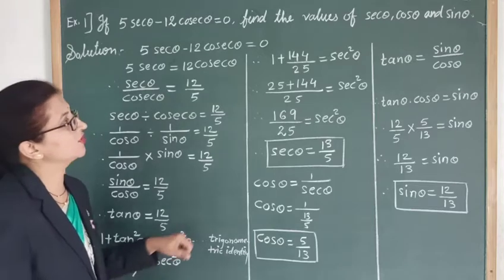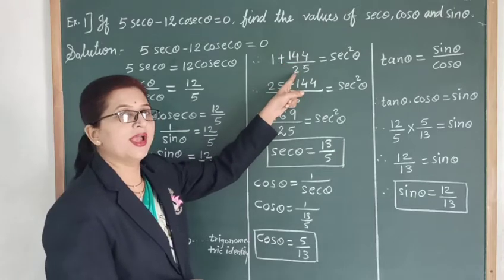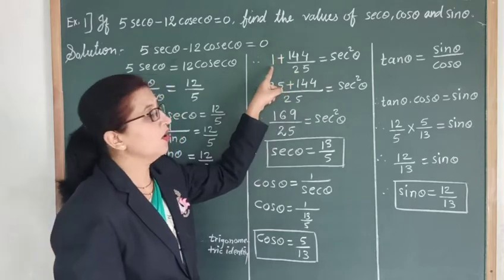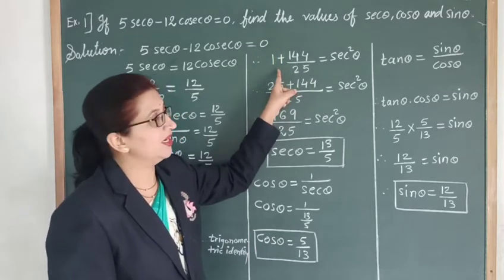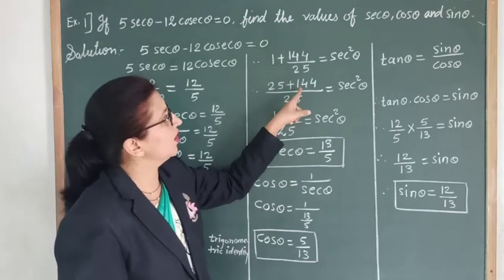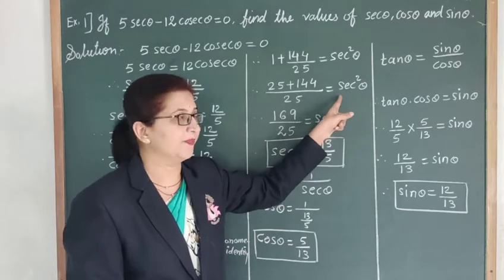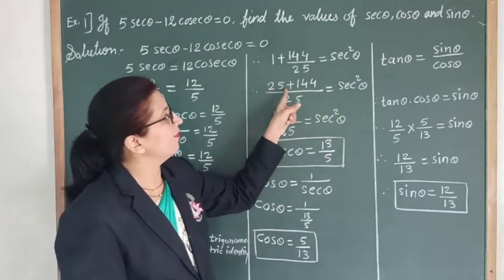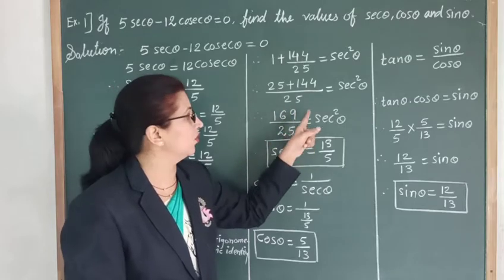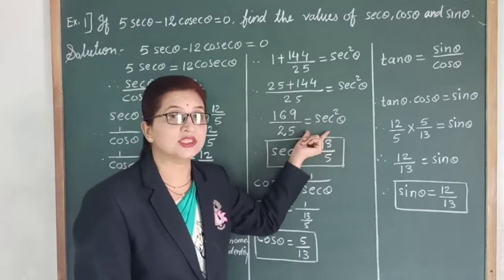Let's write down the square values. 1 plus square of 12, 144, over square of 5, 25, is equal to sec square theta. Now we want to do the addition, but the denominators are not the same, so make them the same. So 25 plus 144 upon 25 is equal to sec square theta. Then 25 plus 144, that is 169 upon 25, is equal to sec square theta. So this is the value of sec square theta.